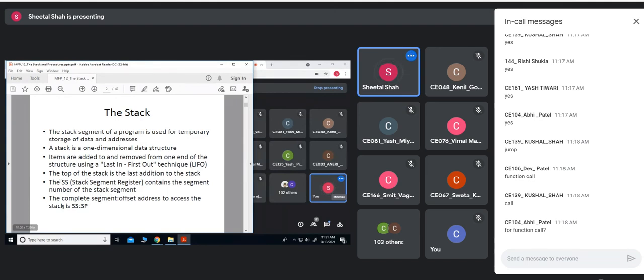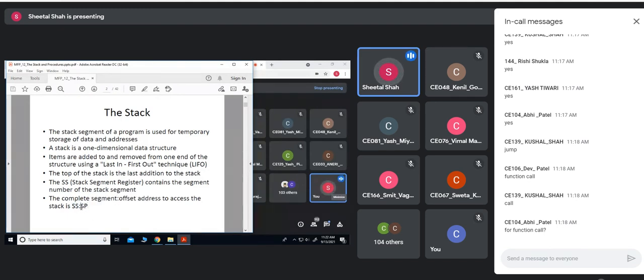Now, the complete 20-bit address of the memory or the stack we can get from the base address in the SS register, and the default register which acts as an offset value is the stack pointer. The stack pointer is always pointing to the top of the stack. So this SS:SP forms the complete 20-bit address. You know how to get the 20-bit address.